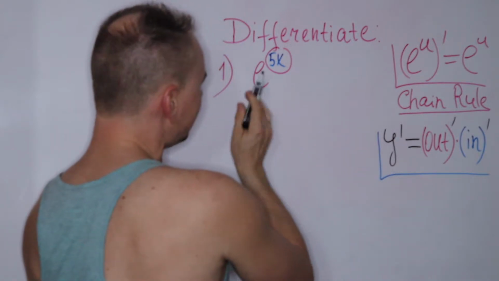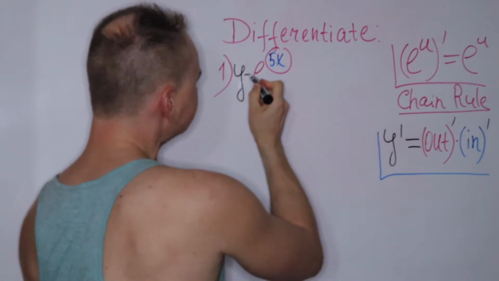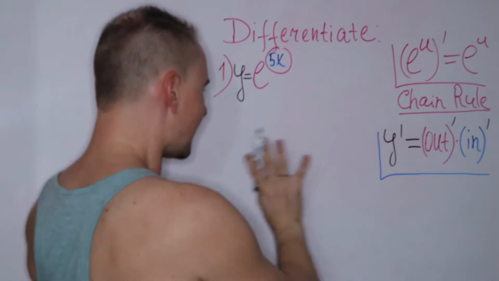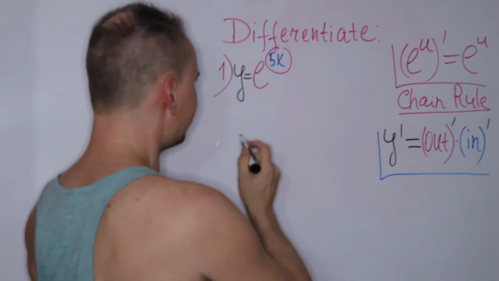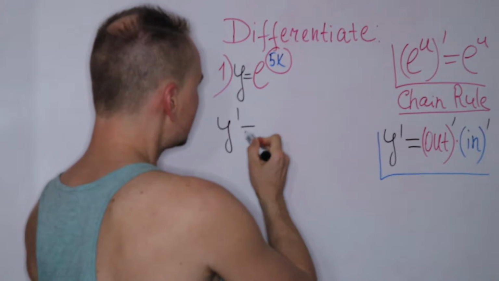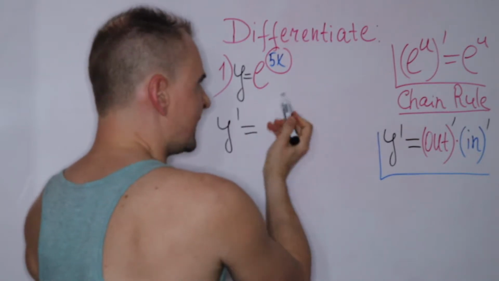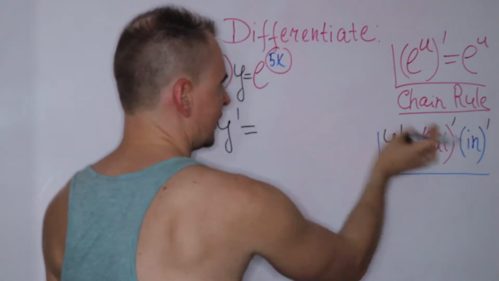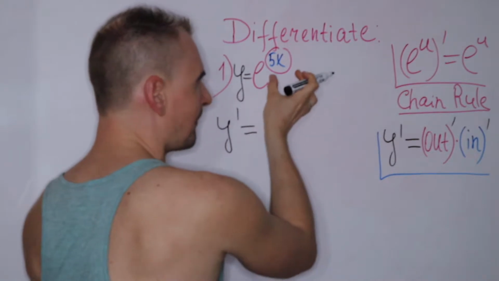So y prime, and you can call it just y for the sake of convenience. So y prime equals the derivative of the outside function. So you have e to the power, so it's going to be the same, e to the 5x.